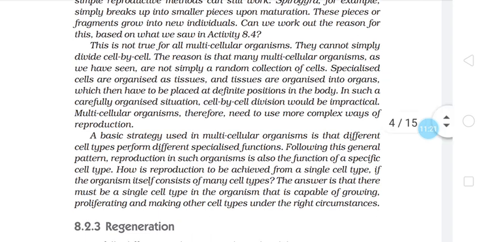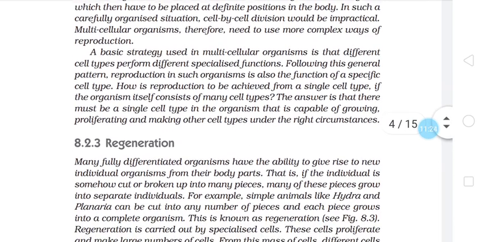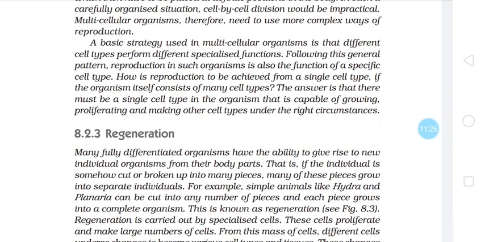A basic strategy used in multicellular organisms is that different cell types perform different specialized functions following this general pattern. Reproduction in such organisms is also the function of a specific cell type. How is reproduction to be achieved from a single cell type? If the organism itself consists of many cell types, the answer is that there must be a single cell type in the organism that is capable of growing, proliferation, and making other cell types under the right circumstances.